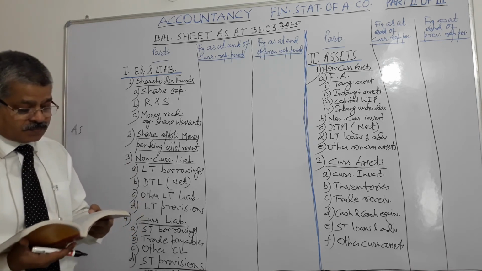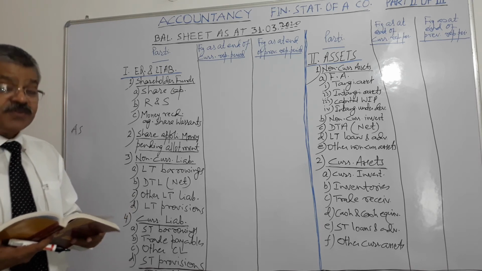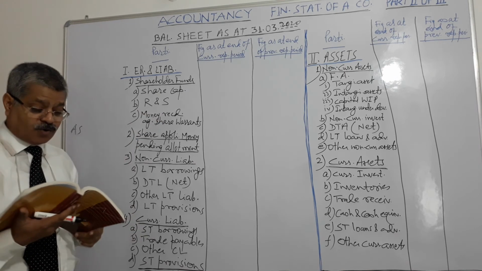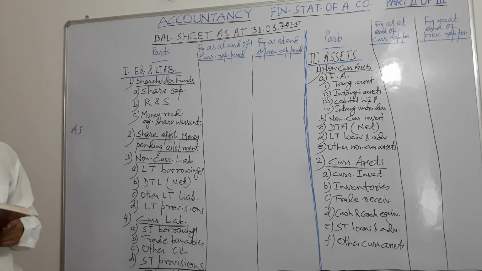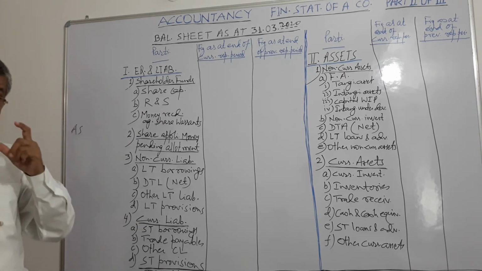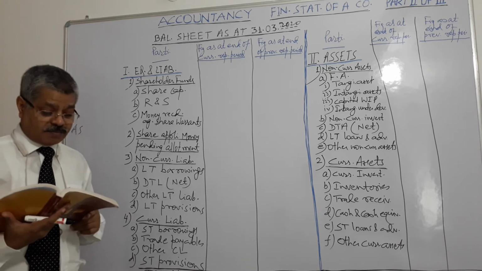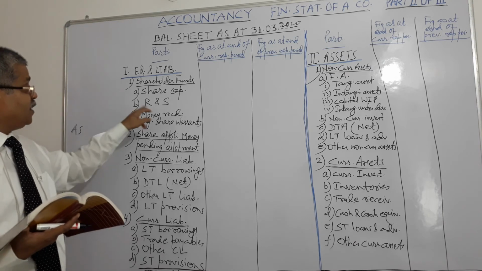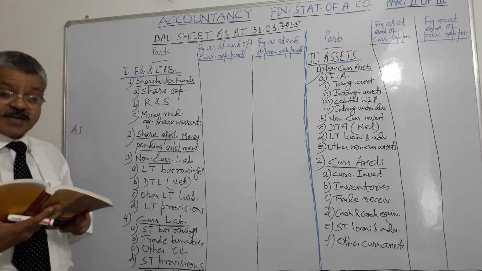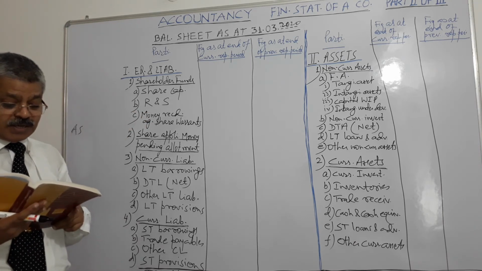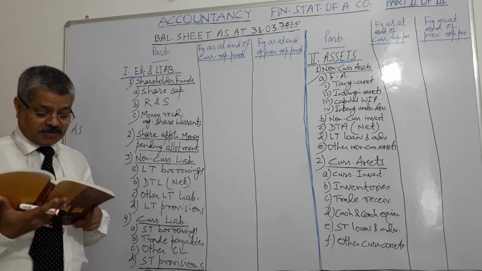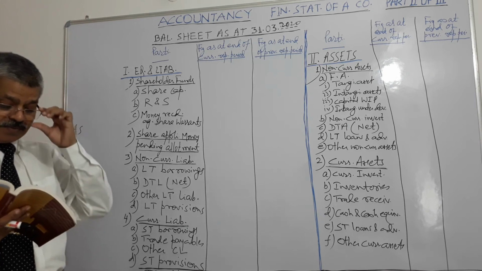right? Then reserves and surplus. Reserves and surplus are required to be classified into major items: capital reserve, capital redemption reserve, securities premium reserve, debenture redemption reserve, share options outstanding account and other reserves. 7 items, right?